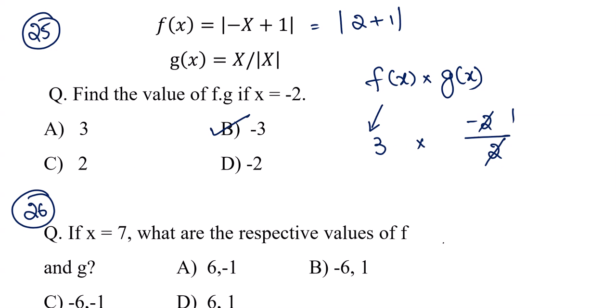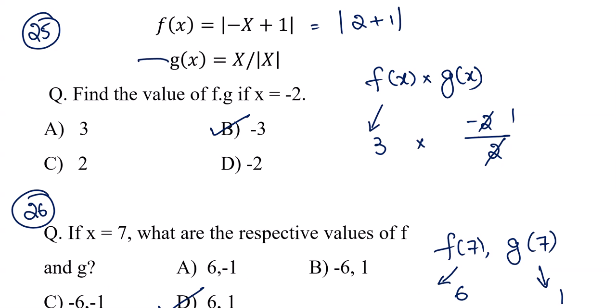Now here they are asking f of 7 and g of 7. g of 7 will be 1 as it is a positive value. This is actually an odd function. Okay, sorry, not an odd function, we can say. For positive values the answer will be plus 1, for negative values the answer will be minus 1, like that. So g of 7 is 1, fine. Whereas f of 7 is nothing but 6. So we need 6 and 1. Option D is correct. 6 and 1 are the correct answers.